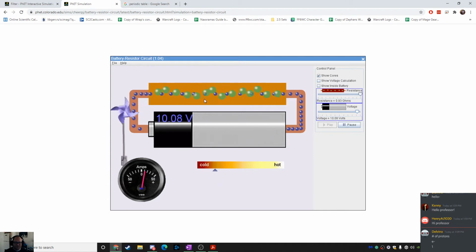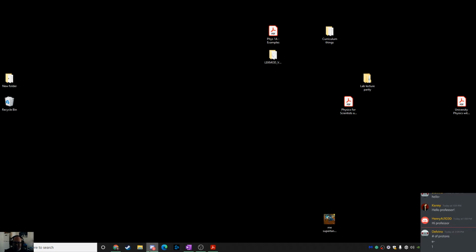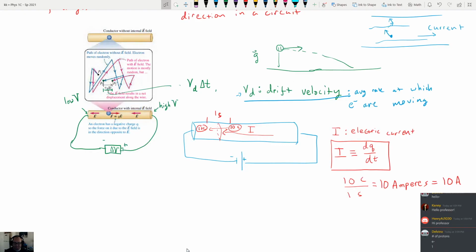And you'll also notice the temperature increased up here. We're going to come back and look at this after we talk about resistance, though. Now that I think about it, a little bit too soon. It is kind of a nice representation of what we're talking about, though.